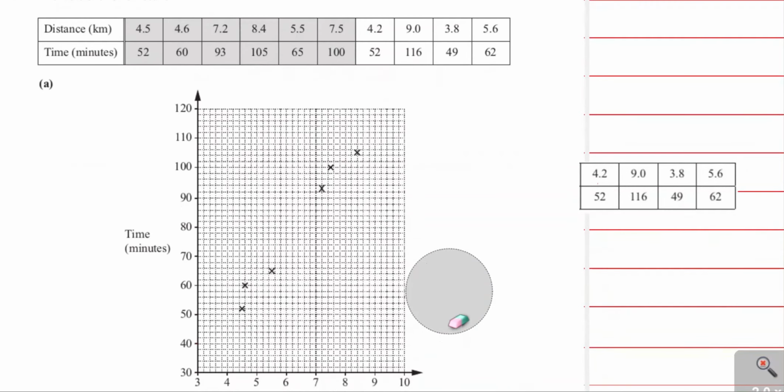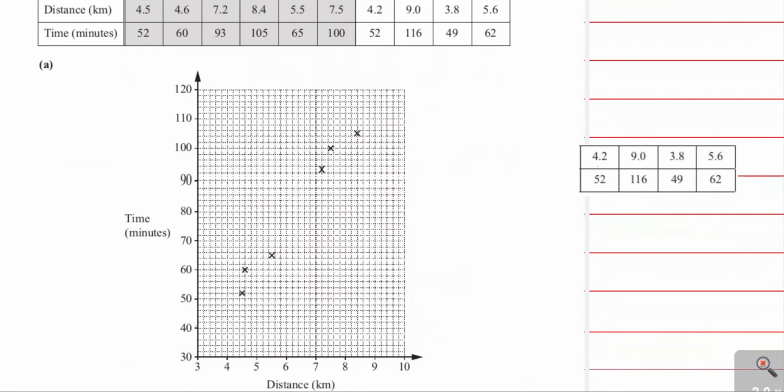To plot these 4 points, firstly we see that one small square on the x-axis is 0.2 unit, and one small square on the y-axis is 2 units. After this, we will mark 4.2 and 52. This is position 4.2, and this position is 52. We draw a vertical line from 4.2 and a horizontal line from 52, and where both lines meet, we will mark the point here.